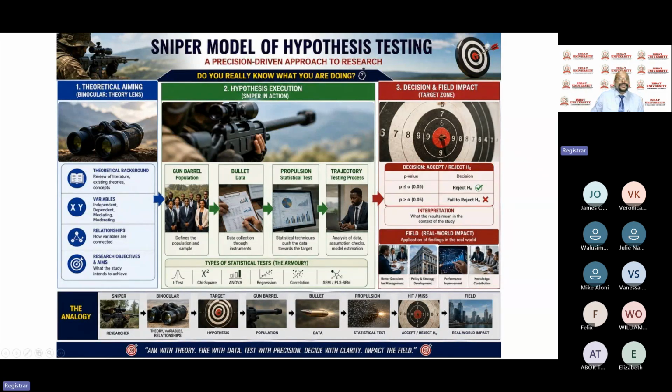Now look here. I was telling you, we were talking about hypothesis testing at that time, and our focus was hypothesis testing. You should have a binocular vision to target based on your theory, variables, relationships, and research objectives. But I told you that the armory, if you look here, the gun barrel is your population, the bullet and the statistical test that propels. So if your data is good, everything will be fine.